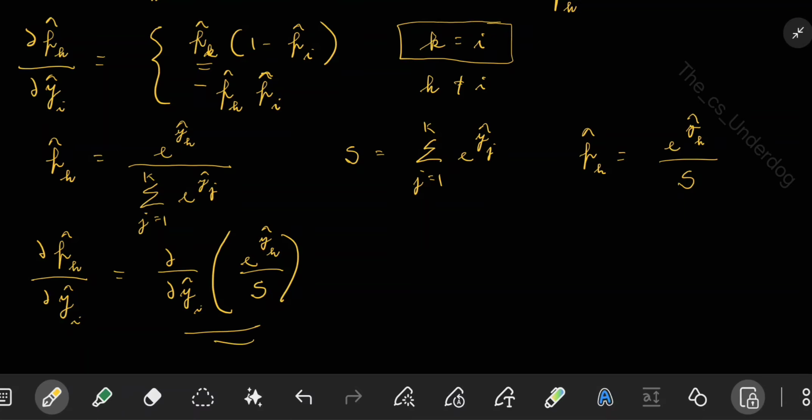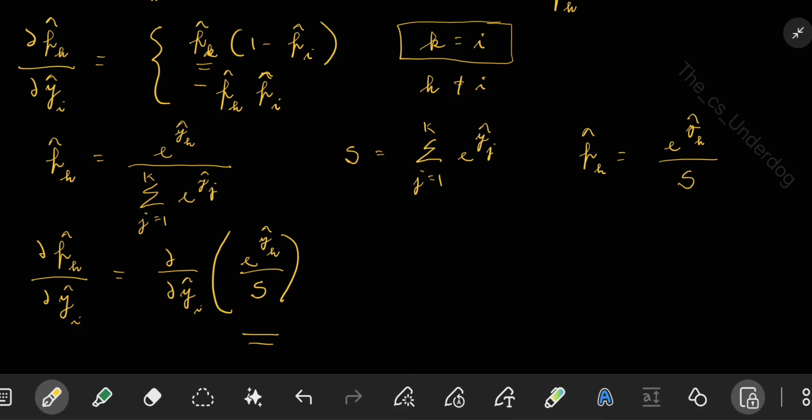It is clear, right, what I've written here. This is my pk cap, so I just substituted that here. So it is del by del yi cap of e power yk cap divided by S. This is where you have to think a little bit about how we can find the derivative.